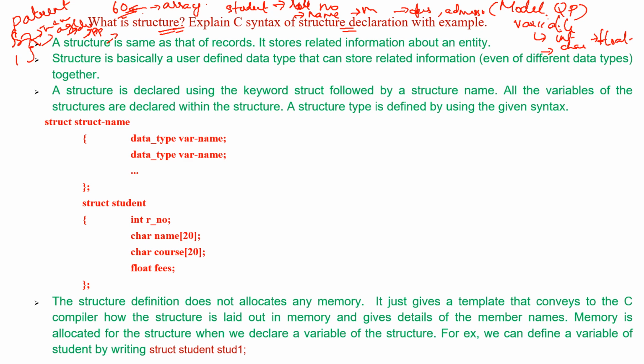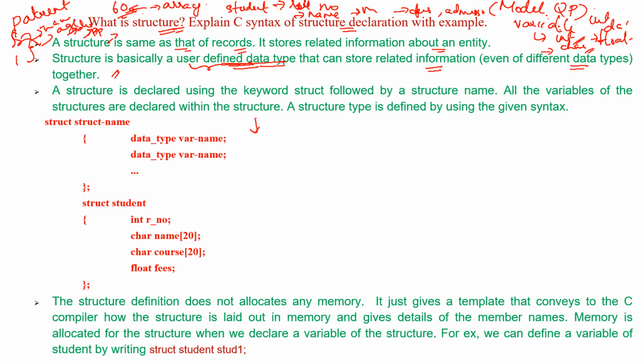So what is meant by a structure? A structure is the same as a record. It stores related information about an entity. A structure is basically a user defined data type. Until now, you have studied data types with the keywords int, char, float, etc. But in a structure, we can define the data type ourselves, so it is defined by the user. It is a user defined data type that can store related information, even of different data types, together.